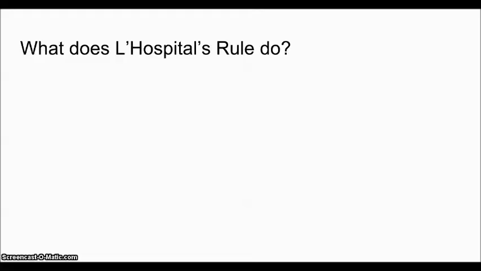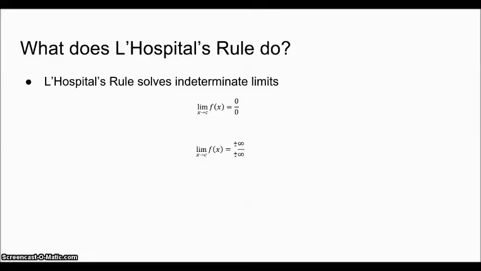Now, what does L'Hopital's rule do? L'Hopital's rule solves indeterminate limits. Indeterminate limits are where the limit as x approaches c of f of x is 0 over 0, or the limit of f of x as x approaches c is infinity over infinity, of positive or negative sign of some sort, which means positive infinity over negative infinity, or any sort.